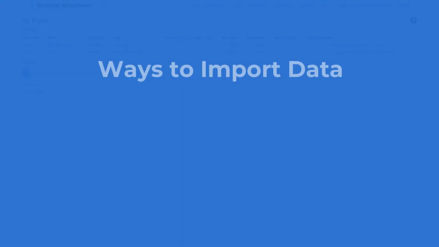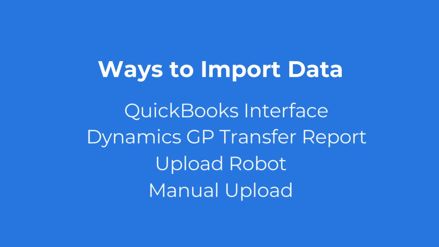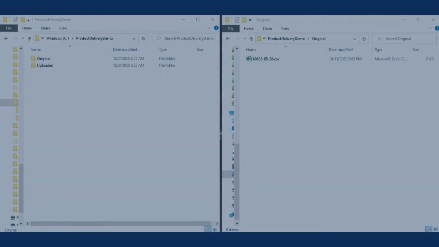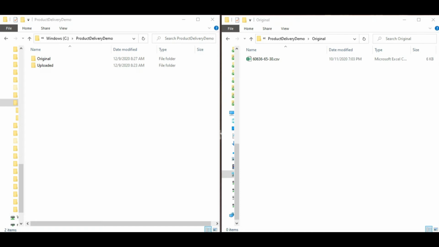Once the plan is created, there are several ways to import the work to be done. The QuickBooks interface, the Dynamics GP transfer report, the upload robot, and the manual upload process. For this demo, we will use the upload robot. We will assume that the work to be done has been written to a CSV format file, one that most applications can write with little or no configuration.